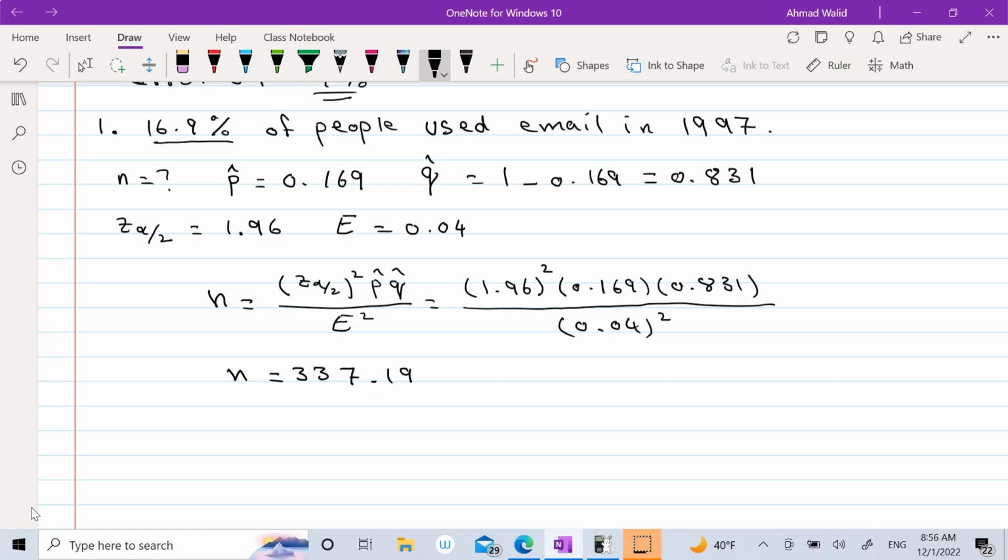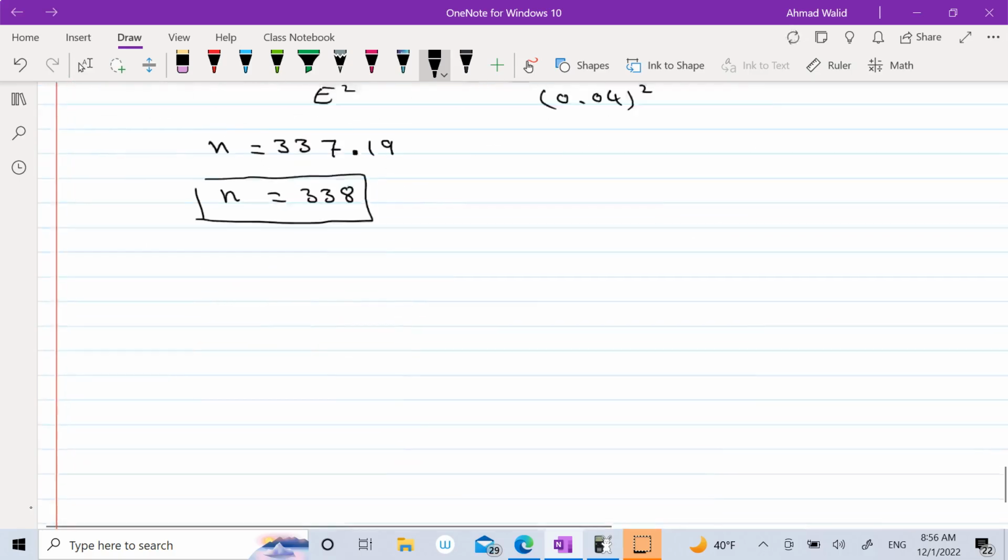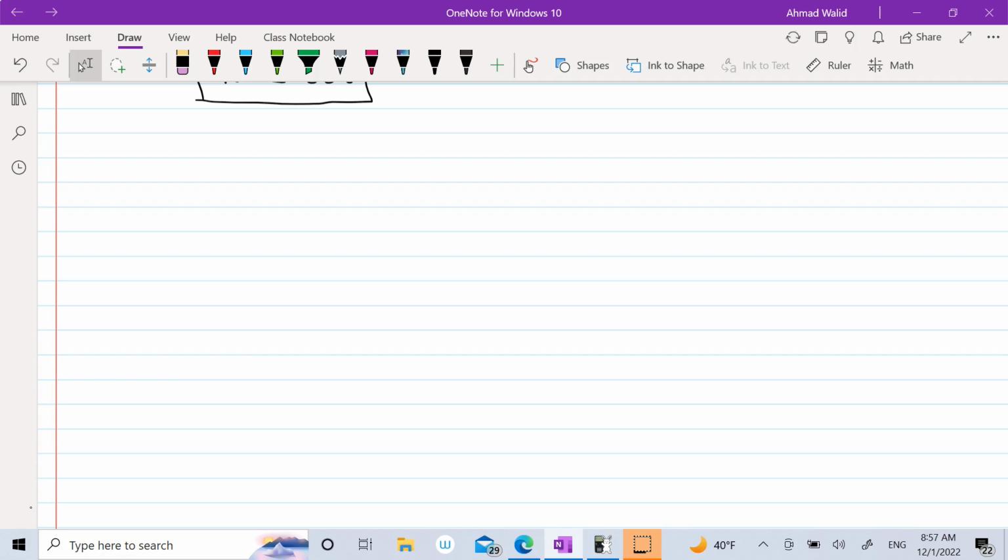Because you are dealing with human beings, you cannot have a decimal. You can just round up to 338 people. Your sample size should be 338 people to make sure to get the margin of error of 4%. Correct? Now, in example number two, I'll just change the last part. The first part of the example is the same thing, correct?